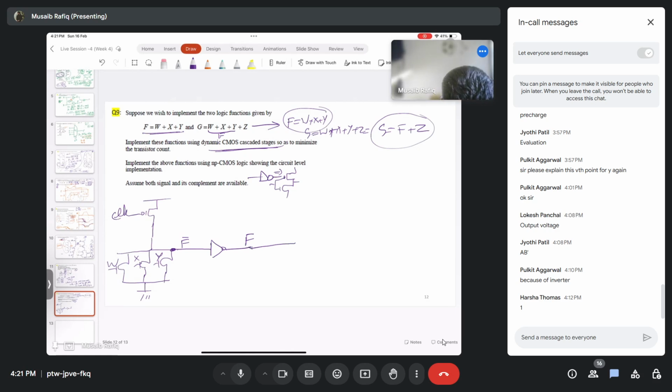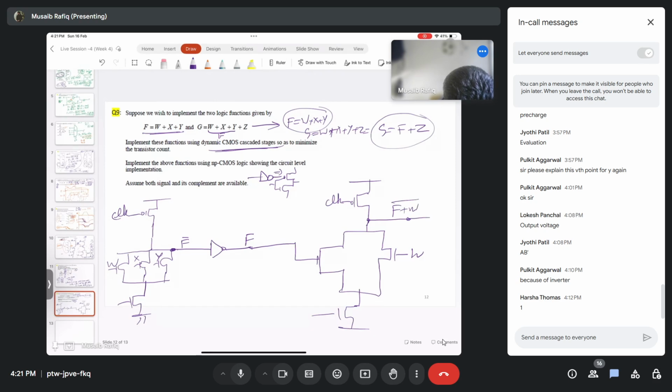Now I need to implement the Z part of G. This will go to my transistor, and here I will have another transistor which is Z, and since it's a dynamic, it will have a clock. This right here is F plus Z whole bar. This needs to go to inverter, and this will be G.